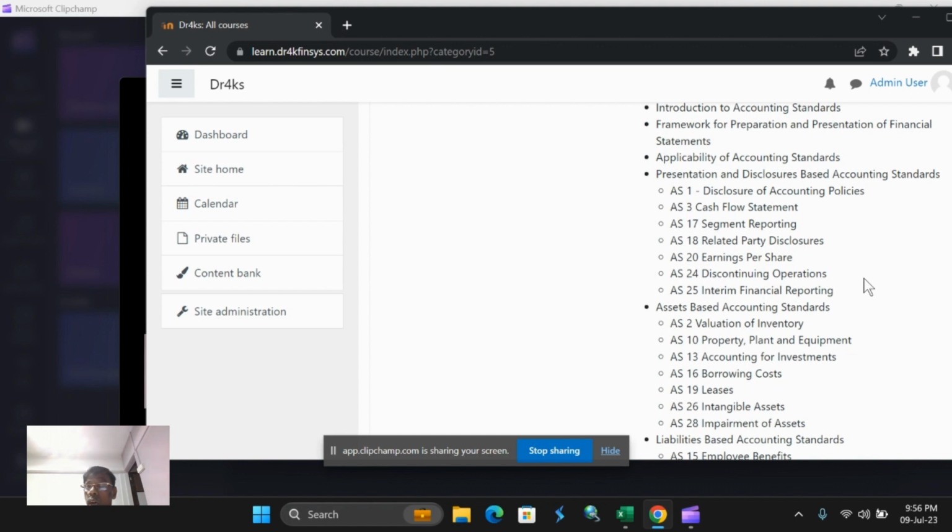For example, I'll be mentioning them in the course of running through these topics. So now coming back to the presentation and disclosures based accounting standards, here they are saying that when you talk about presentation and disclosure, before I take up this, let me just explain to you the basic foundation or the basic principles which go into the formulation of accounting standards.